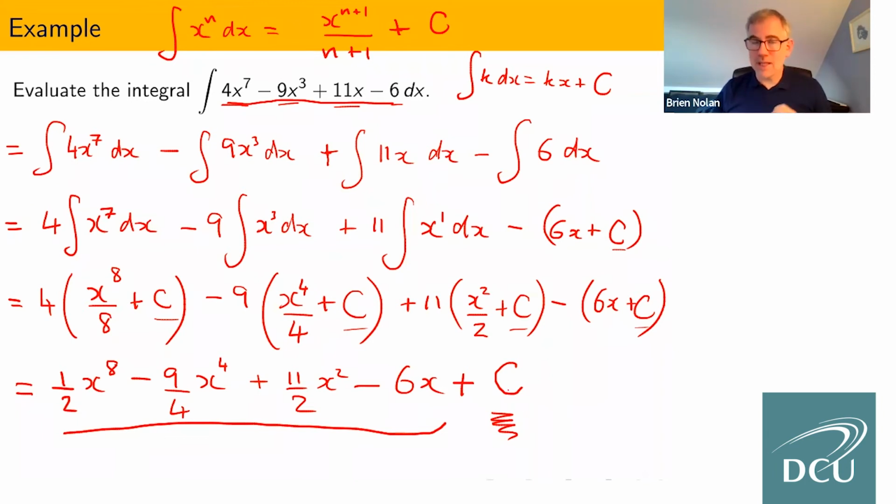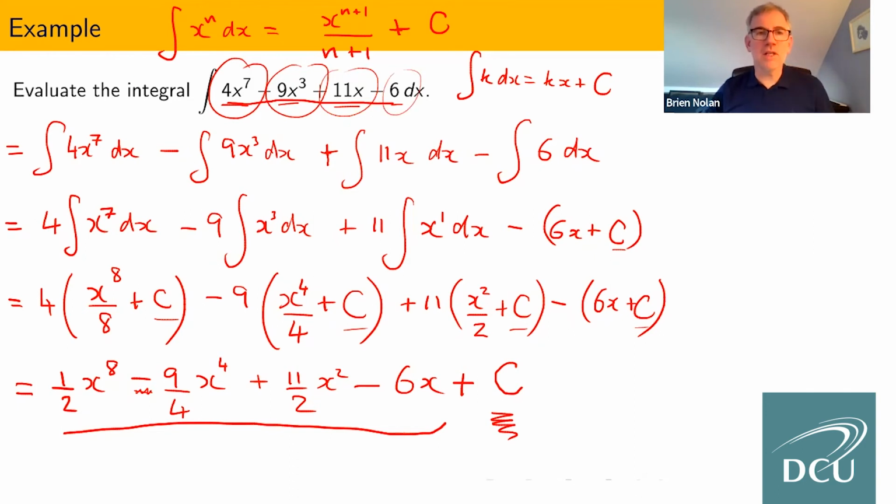But we have to remember what that c represents. It represents any number. Let's just check. When I differentiate x to the 8, I get 8x to the 7, by a half will give me 4x to the 7. There's a minus sign, which is good to see. And we have minus 9 over 4. Differentiate x to the power of 4, I get 4x cubed. Minus 9 over 4 times 4x cubed gives me 9x cubed. 11 over 2x squared, differentiate it, I'll get 11 over 2 times 2x, which gives me 11x. Differentiate 6x, I get 6. So I'm happy with my result.